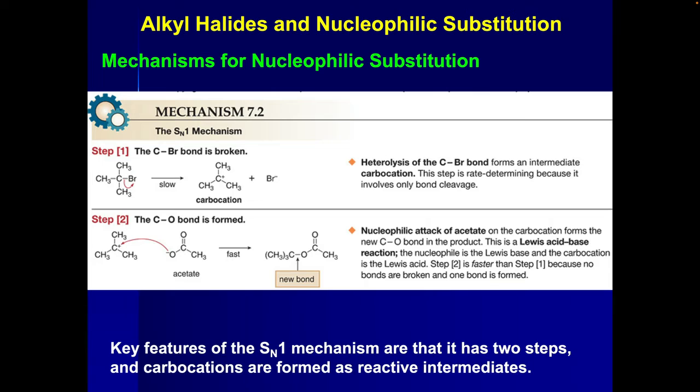Once you have a carbocation, if there is a nucleophile around, it will react with that nucleophile. And in this case, we are using acetate anion as a nucleophile. It's an oxygen with a negative charge. That will attack the carbocation, and we form the new carbon-oxygen bond. This is the fast step.